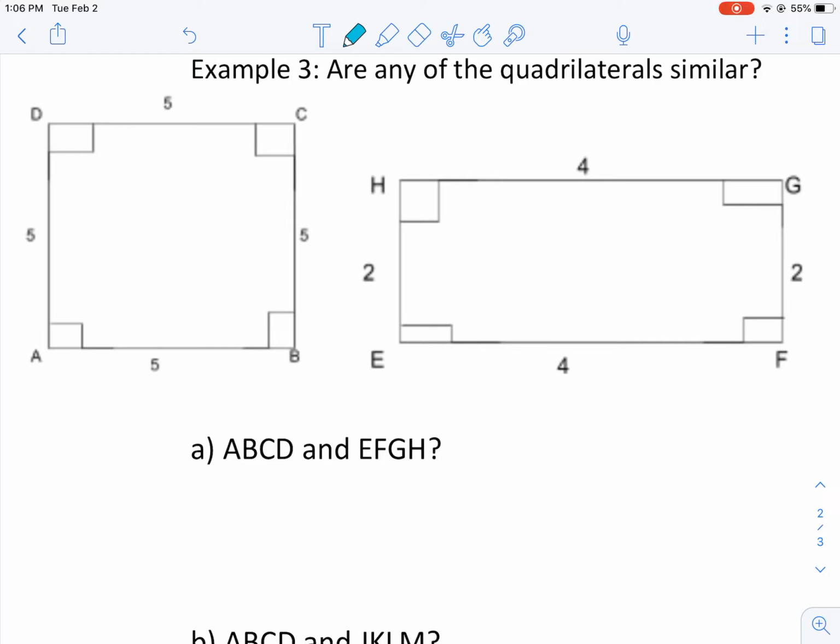So there's two things that you need to check in order to figure out if something is similar. The first is, are all the corresponding angles congruent? So here the answer is yes. They're all right angles. So we check that box. Is there a common scale factor between all the sides? Well, we're going to have to say no for that one. So this one's going to be no.